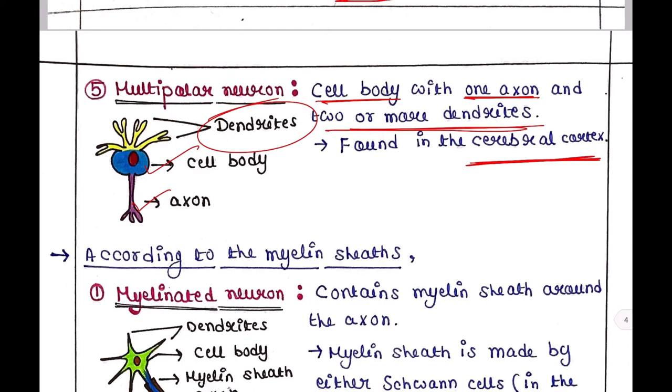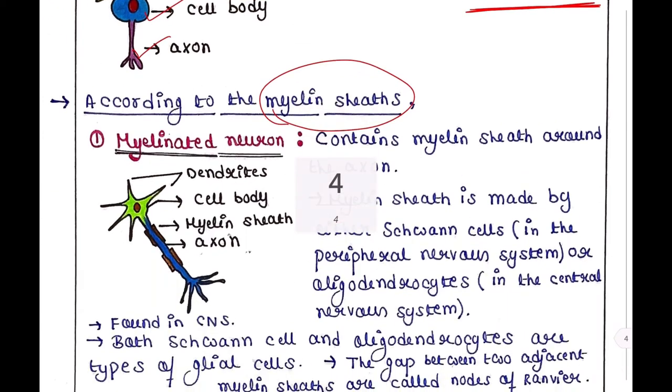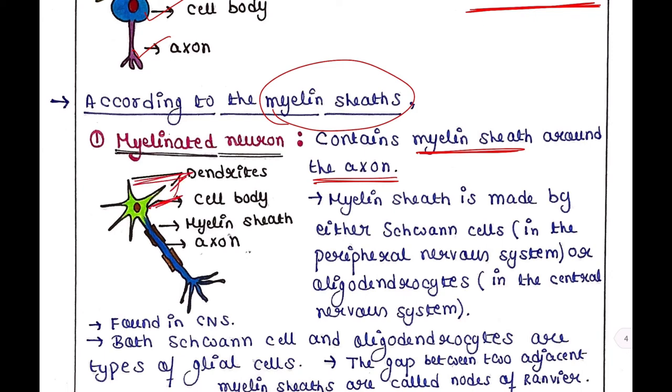Now we will see that we can divide neurons according to the myelin sheath also. The first one is the myelinated neuron. It contains a myelin sheath around the axon. You can see here this is the cell body, these are the dendrites, and it has one axon, and the axon is wrapped by a myelin sheath.